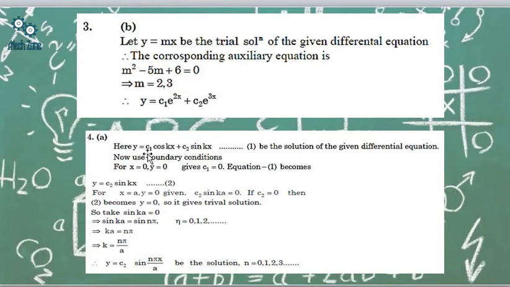So c1 would be equal to 0. Okay, so c1 would be equal to 0, and on keeping the other boundary condition, the value of c1 can also be determined.